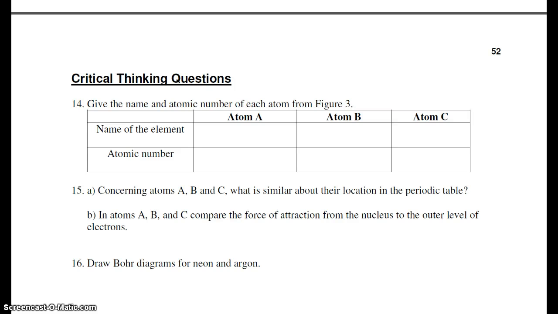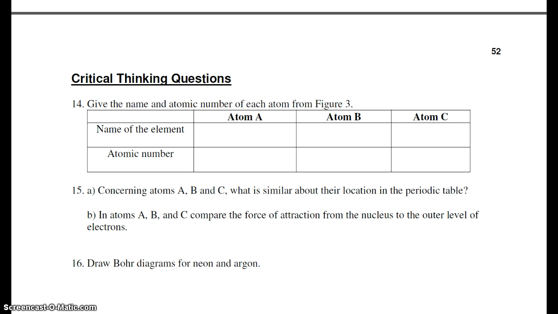So 15a says, concerning atoms A, B, and C, what is similar about their location on the periodic table? Now hopefully you have your periodic table out and you can see what is similar. And you can notice that they are all in the same column. Not the same row, the same column.